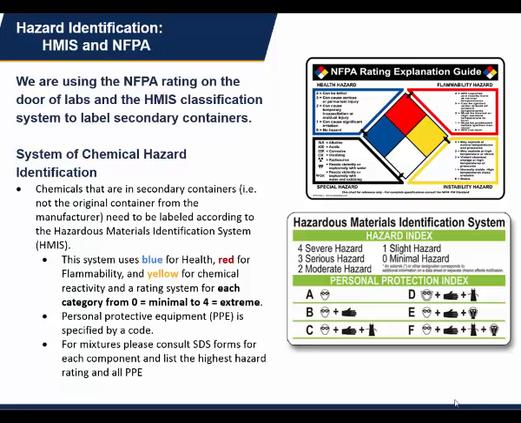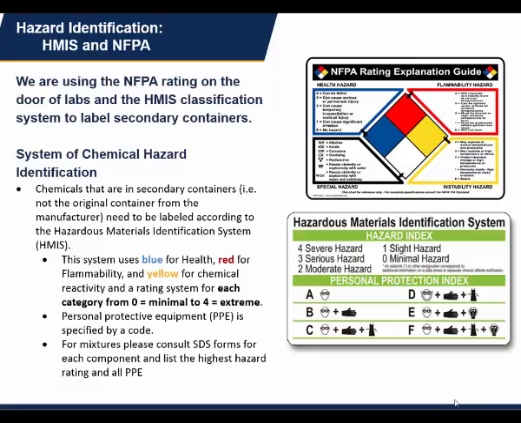So let's talk hazards. We're required to let you know what hazards are in your workplace. So we have the HMIS, or the Hazard Materials Identification System, and the NFPA, which is the National Fire Protection Association system. We're using NFPA on the doors, and NFPA and the HMIS system really go hand in hand. The system uses blue for health, red for flammability, and yellow for chemical reactivity, and each one has a rating. It goes from 0, which is minimal, to 4, which is extreme.